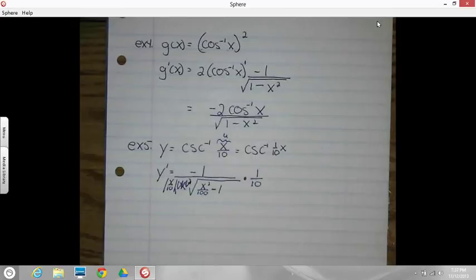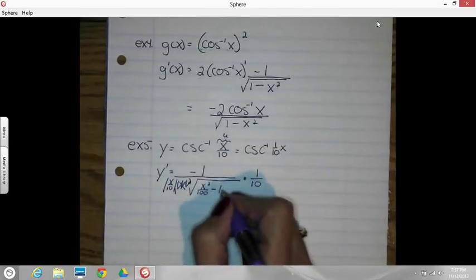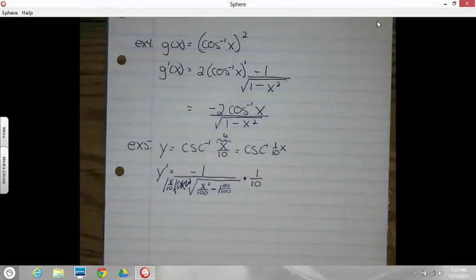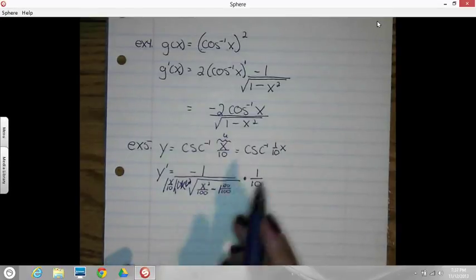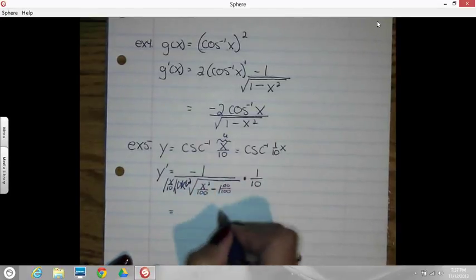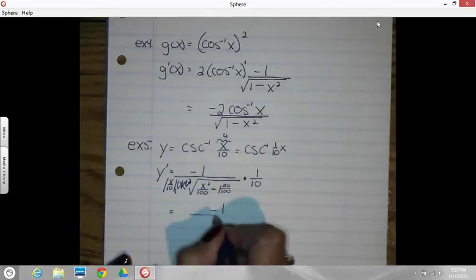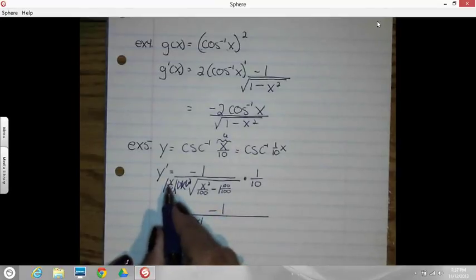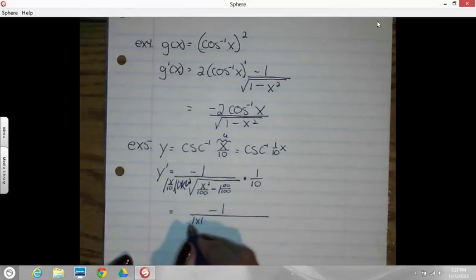Okay, now the simplifying. We have to get rid of this fraction within the fraction here. First thing we're going to do is get a common denominator and make this 100 over 100. In the numerator, I'm just going to have a negative 1. Here, I'm going to keep that absolute value of x. And remember, that's a 1/10. I can take the absolute value of 1/10 out, or just over 10. I guess I'll put it over 10. That's good enough.